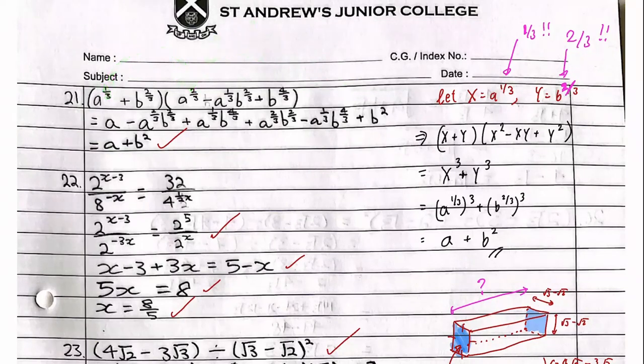Okay. I think it's simpler if you do a substitution. So eventually you'll get x plus y times x squared minus xy plus y squared, which is x cubed plus y cubed. Then x is a power 1/3 cube. Y is b power 2/3. Don't forget the cube. Then you'll just cancel off the 3's. You're left with a power 1 plus b squared.